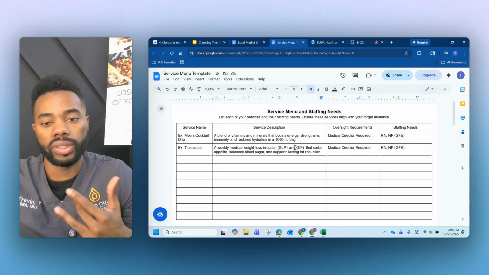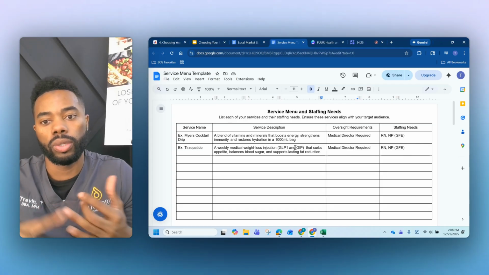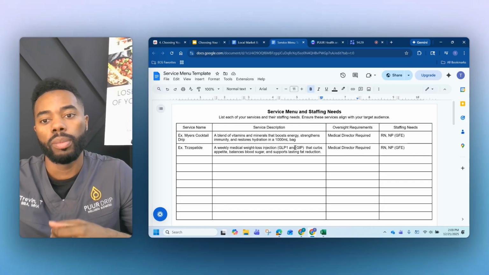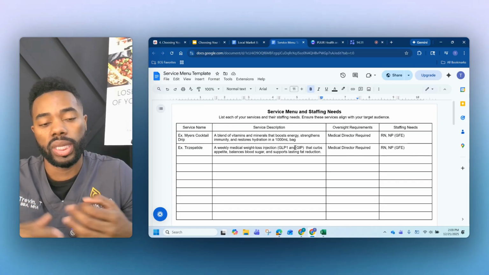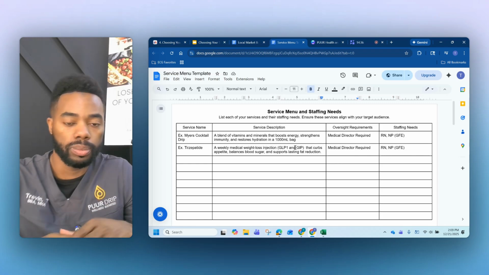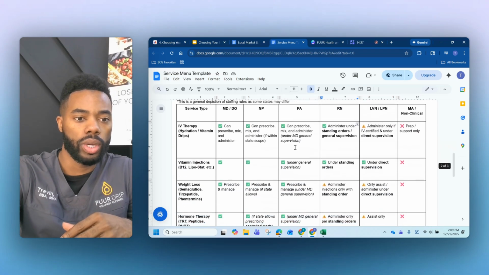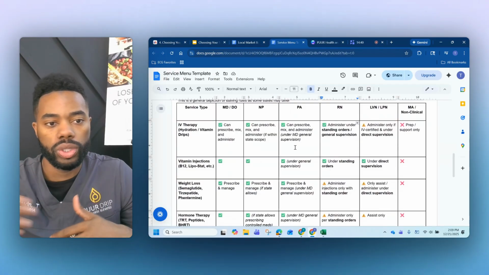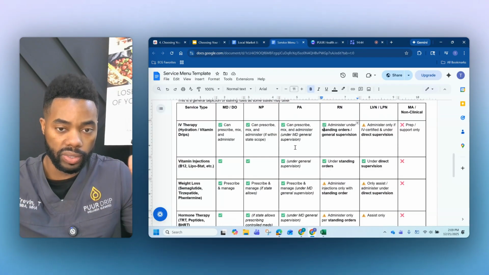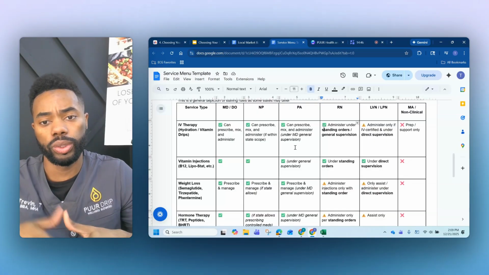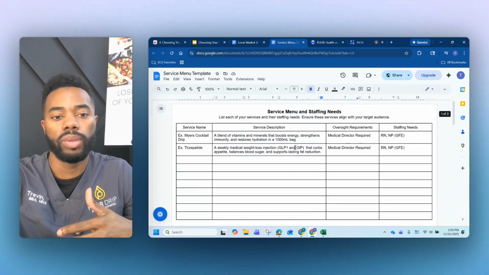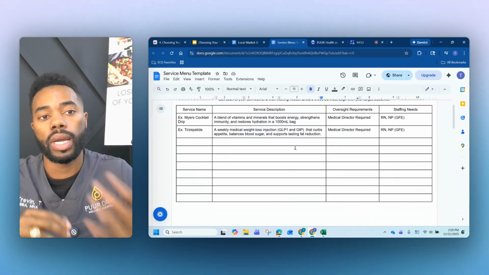And then your staffing needs. So who can do these services? For instance, registered nurses and nurse practitioners can administer IV therapy, but you're going to need a GFE in most states to do that if you are a registered nurse, and an NP can provide those GFEs. And then, as you know, this below is giving you a sense of who can do what in most states in general. Again, this does not apply to every state, but it is something that you can use as a reference as you're doing any research around who can do what and who you need as far as staffing goes in order to operate your clinic.